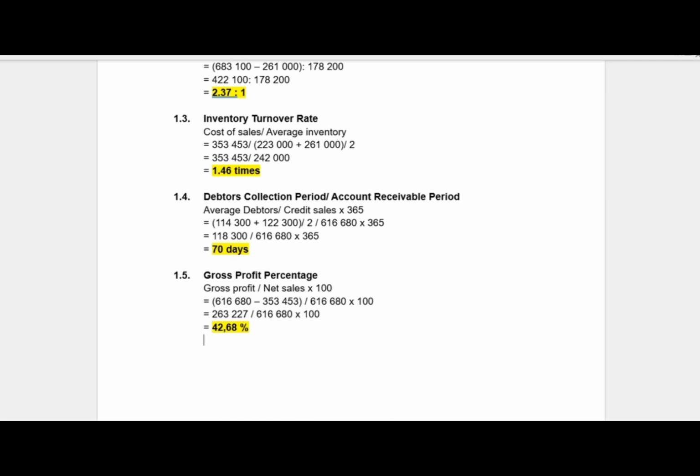All right, and then we are done with all the calculations. Then we go to 1.6.